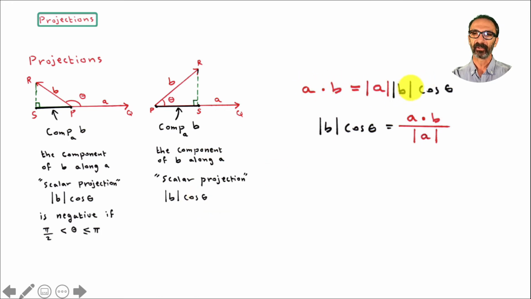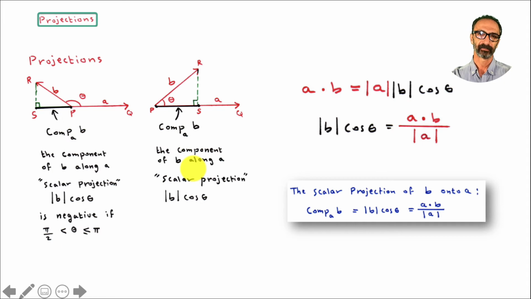So, going back to the dot formula, focusing on magnitude of B cosine theta, you could see I'm using the black color right here. To solve for this, I'm going to divide both sides by A magnitude, and now you have it. This is the formula for the scalar projection of vector B onto vector A. This is the summary of this slide. The scalar projection of B onto A will be written as comp B index A equals the magnitude of B cosine theta, or differently, A dot B divided by magnitude of A.